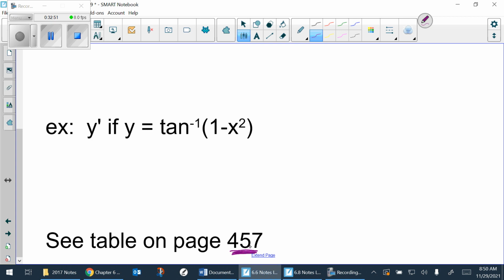Okay, here's what I know. That if y equals tan inverse of x, then y prime equals 1 over 1 plus x squared. Proved that on the previous slide, memorized it.